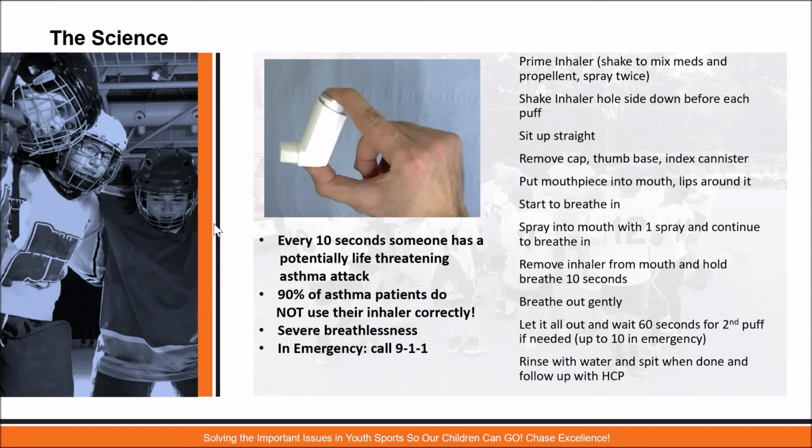How many puffs do they need? Well, this is something that needs to be reviewed with the parent, who hopefully has this information from the doctor, and they should be very familiar with how to use it. Every inhaler is different, and every emergency dose is different. This is why having the individual information for that particular child is critical. Once the athlete is done, they should be rinsing their mouth with water, spit it out, and they must follow up with their healthcare provider.